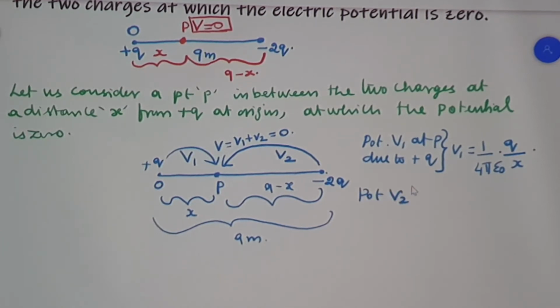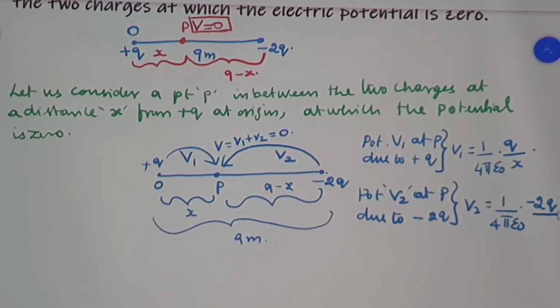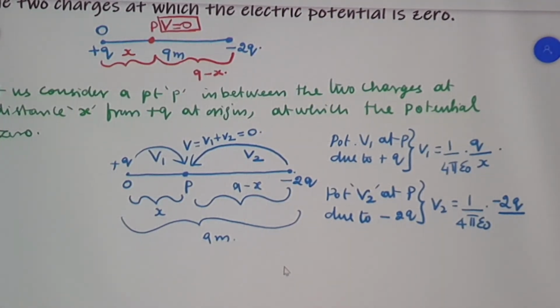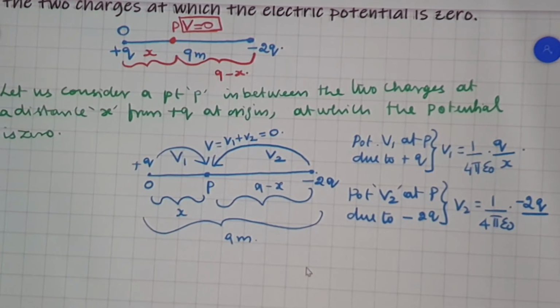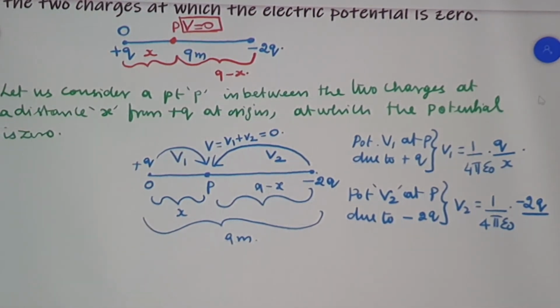Potential, I am taking that potential as V2 at point P due to minus 2q, which is equal to 1 divided by 4 pi epsilon 0 into minus of 2q divided by, what is that distance? That distance I can consider as 9 minus x.